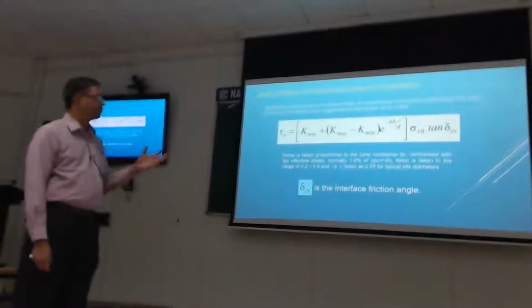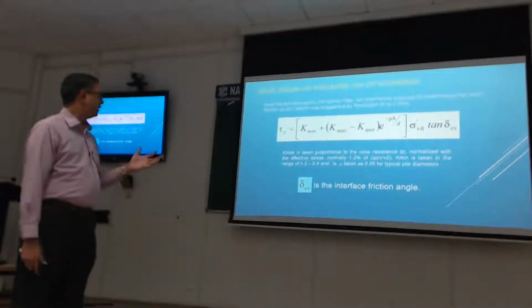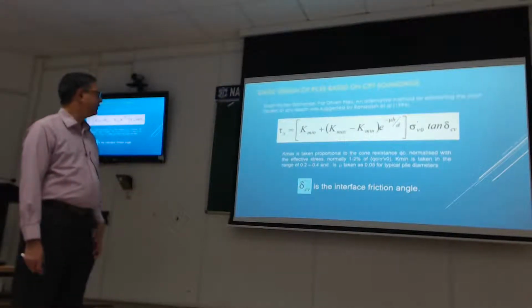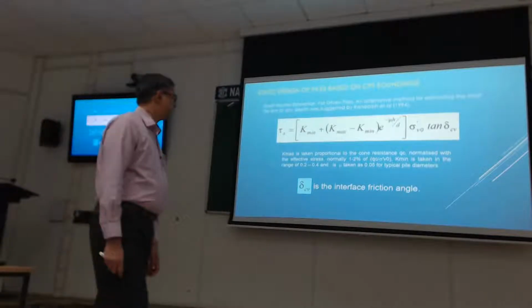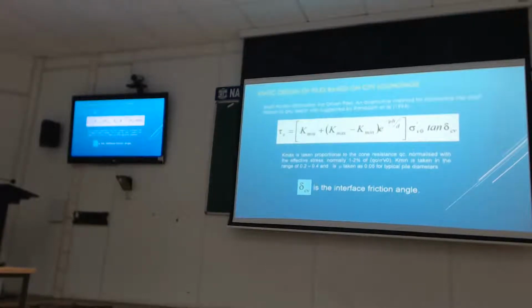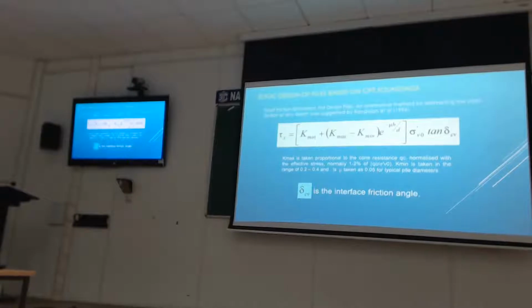And then you have to make guesses about your K-min and K-max. So the K-max here is taken as proportional to qc, which you normalize with your effective stress, and typically it will be about 1 or 2%. And K-min is taken in the range of 0.2 to 0.4 for particular types of soils.